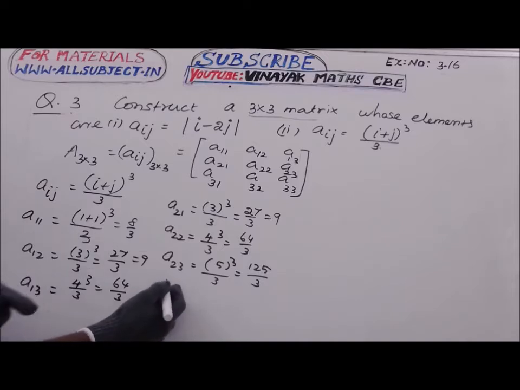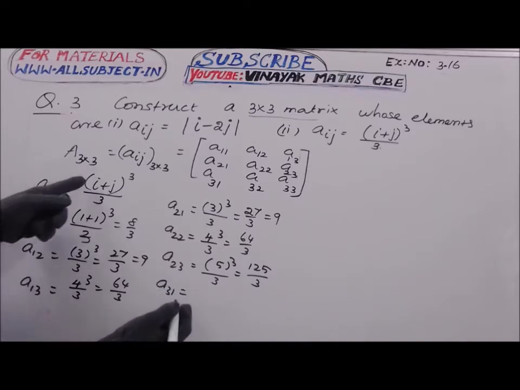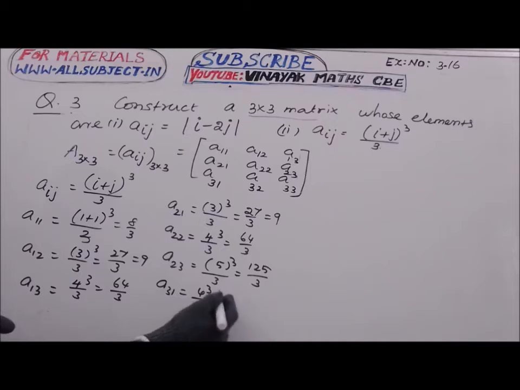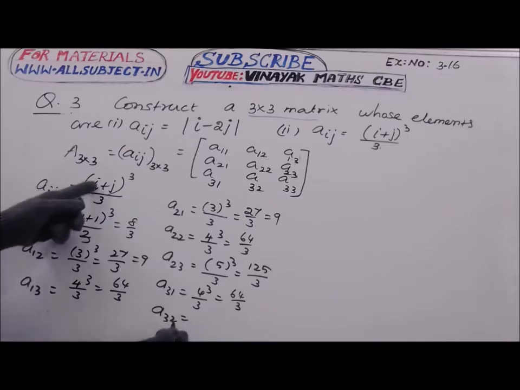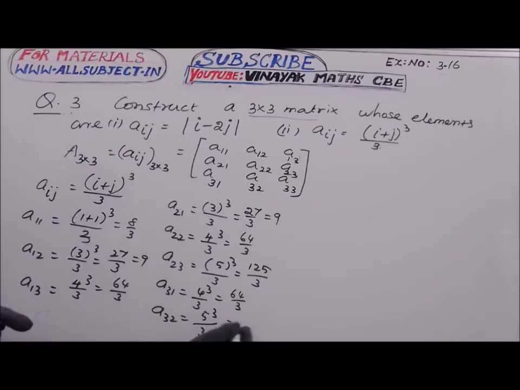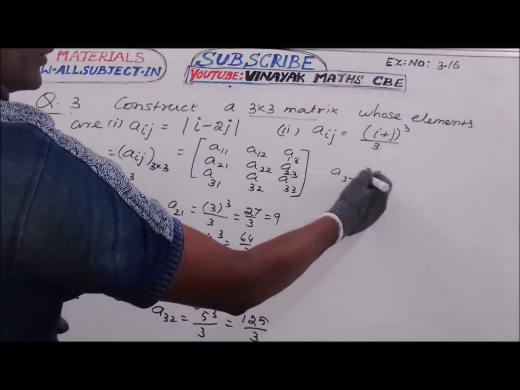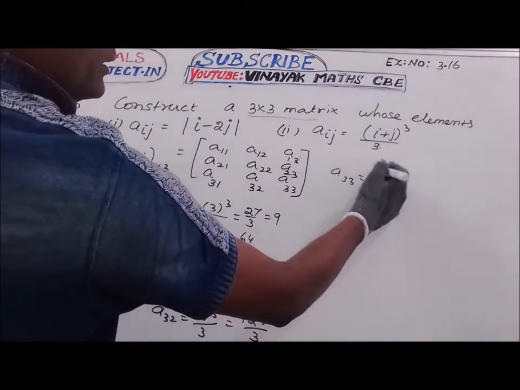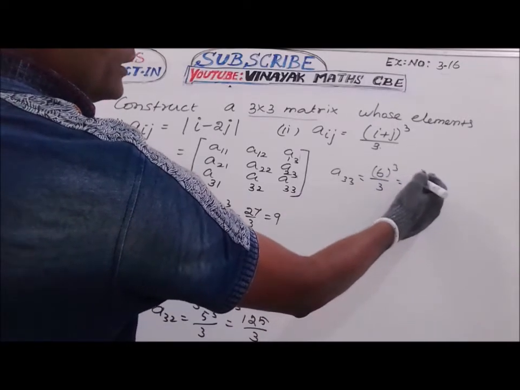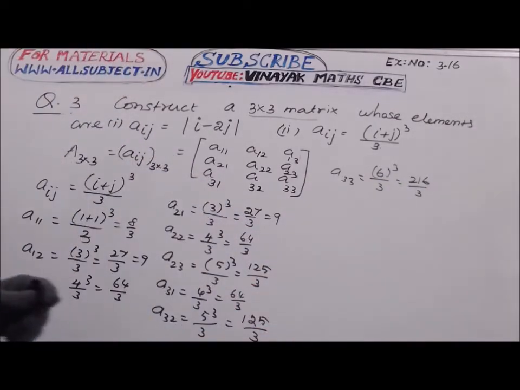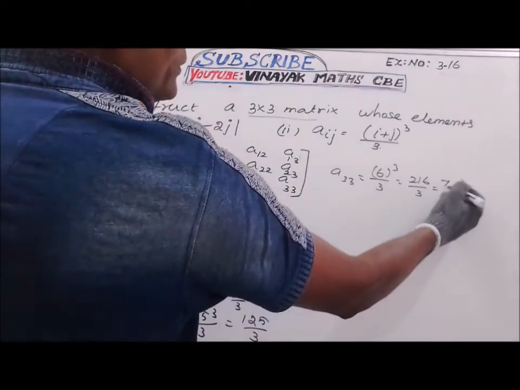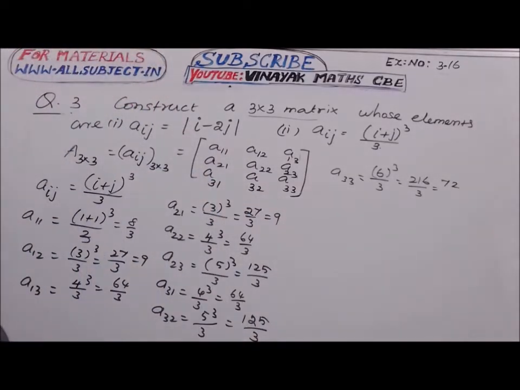And a31 equal to 3 plus 1 is 4, 4 cube by 3 equal to 64 by 3. And a32 equal to 3 plus 2 is 5, 5 cube by 3 which is equal to 125 divided by 3. And the last one is a33 equal to 3 plus 3 is 6, 6 cube divided by 3, that is equal to 216 divided by 3, which is equal to 72. So a33 equal to 72.